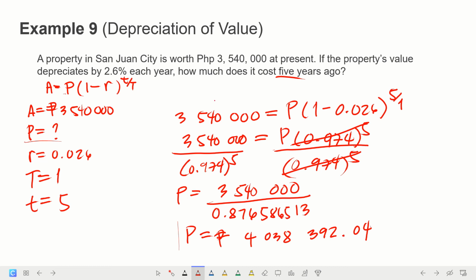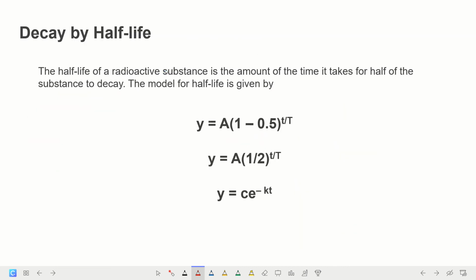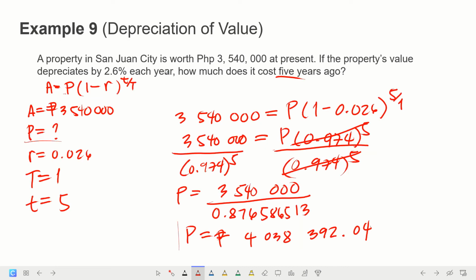So, you saw that after 5 years, its value went down. So, it became 3,540,000. So, its value decreases by 2.6% each year. So, that is for the depreciation of value.